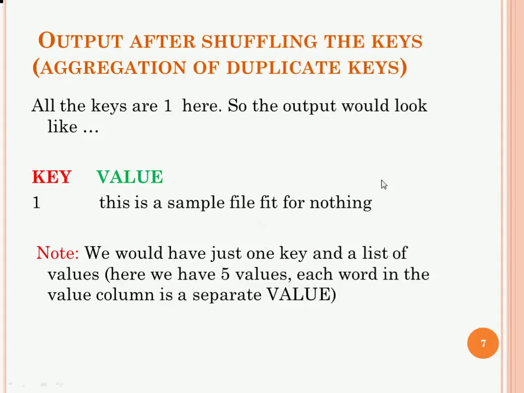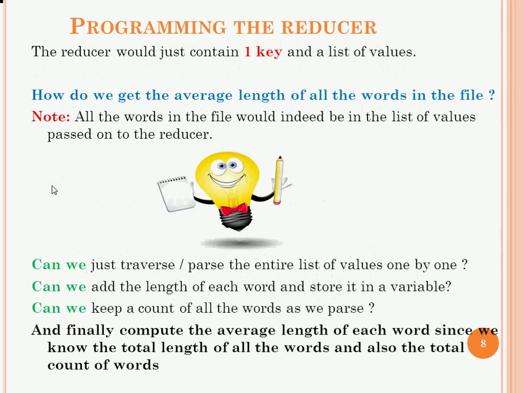if I have this key value pair in a file, which is a result of the sort and shuffle operation to the reducer, how would I actually compute the average? It's pretty much possible. Can we just traverse or parse the entire list of values one by one? Yes, I can. Now, when I'm traversing the entire list of values, can I add up the length of each word and store it in a variable? Yes, basically when I finish traversing the entire list of values, I can have the length of all the words.